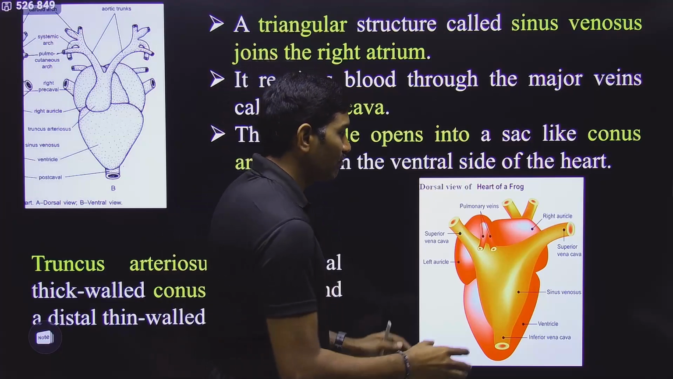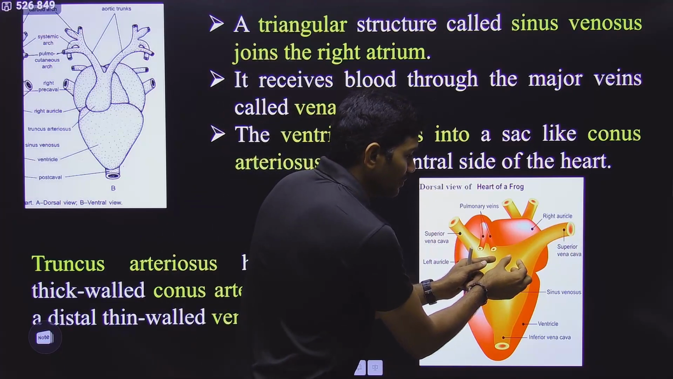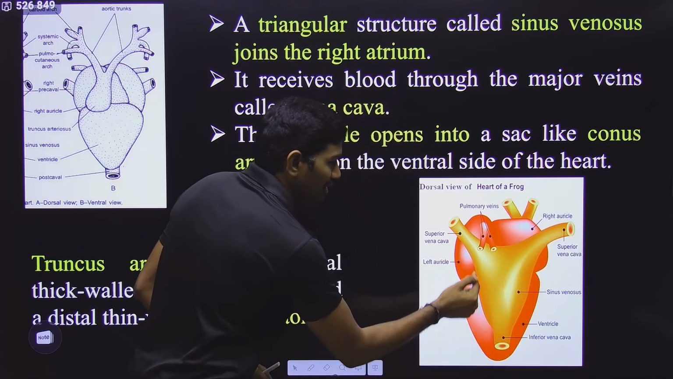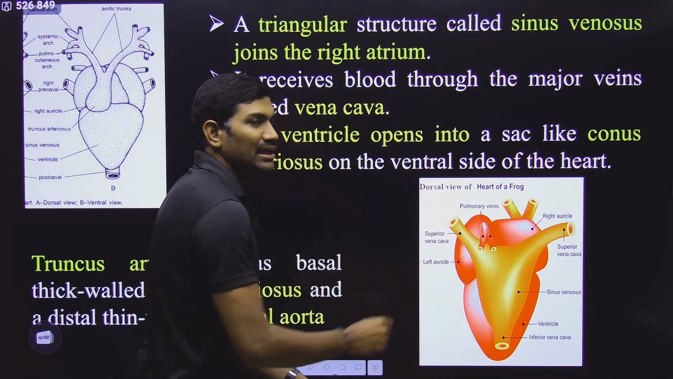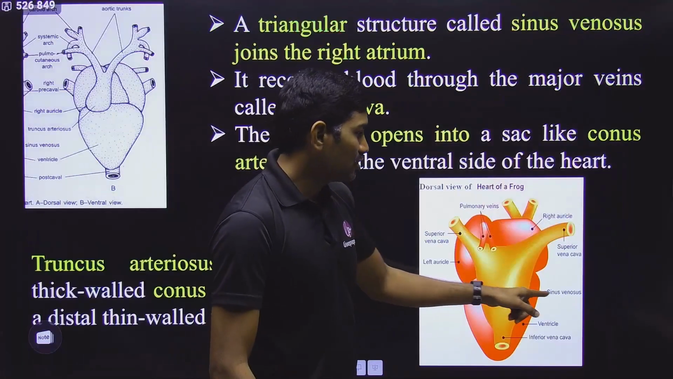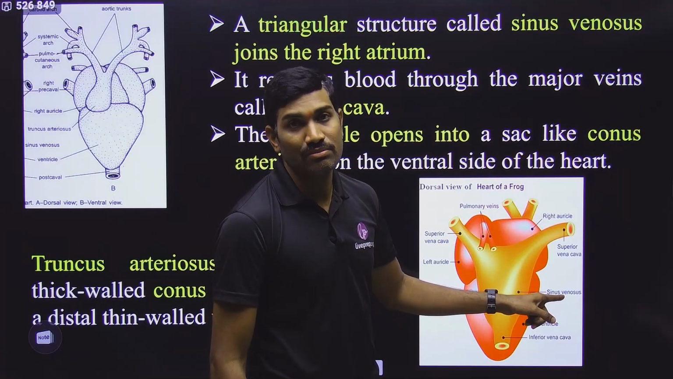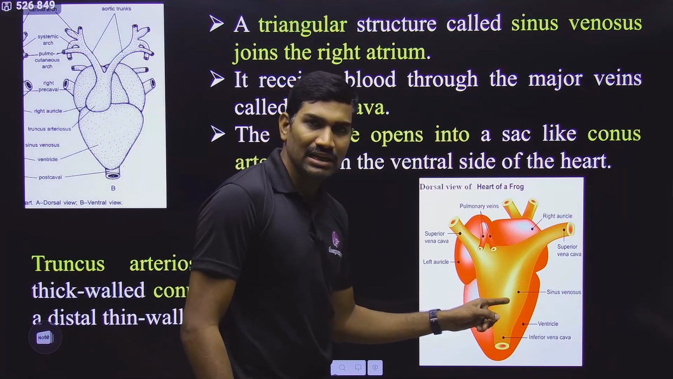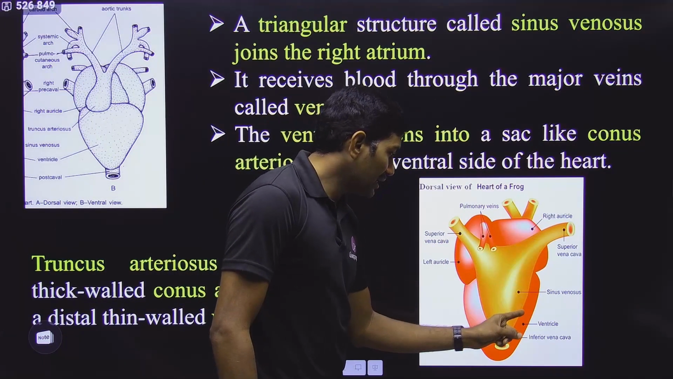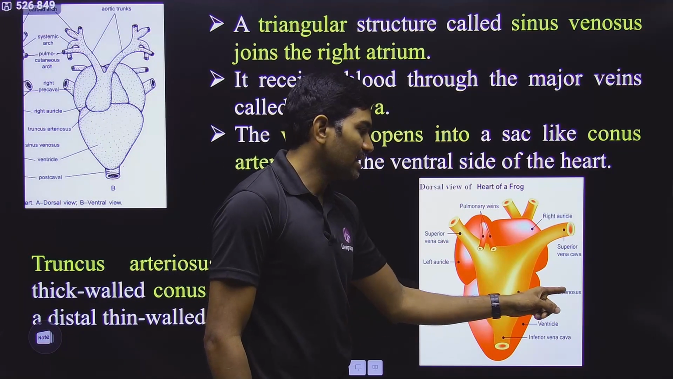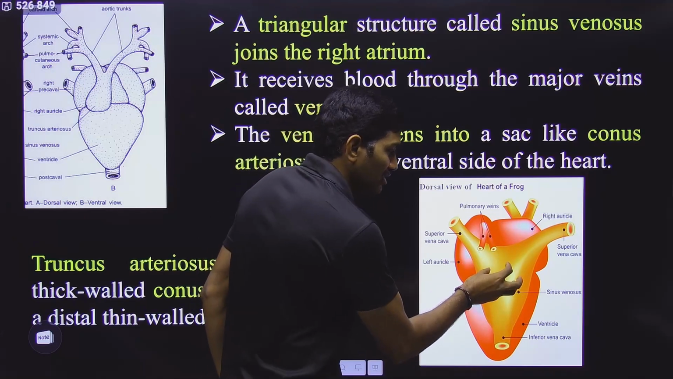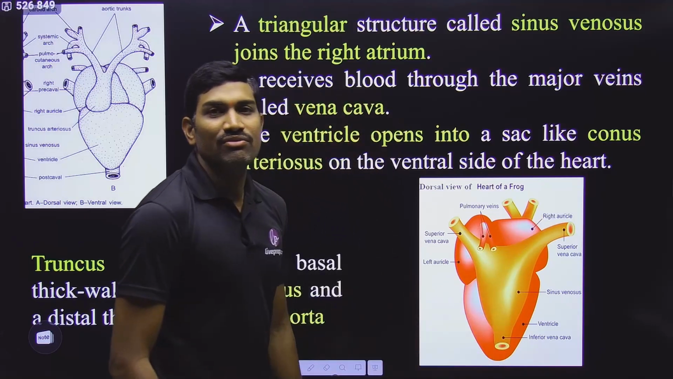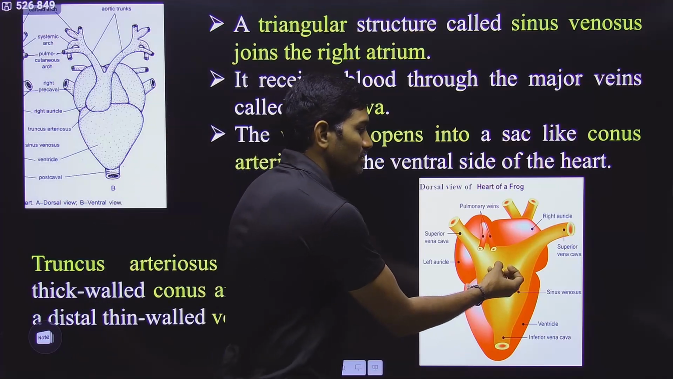And what they make, these two superior vena cava and this inferior vena cava, is a triangular shaped structure. They make a triangular shaped structure. This is called the sinus venosus. Please remember these things. Every point was mentioned here in the form of sentences, and I am directly giving the explanation. So they make a triangular shaped structure called the sinus venosus, and this sinus venosus collects the deoxygenated blood from the superior vena cavas and from the inferior vena cava.